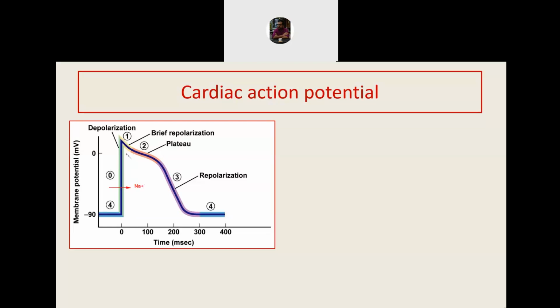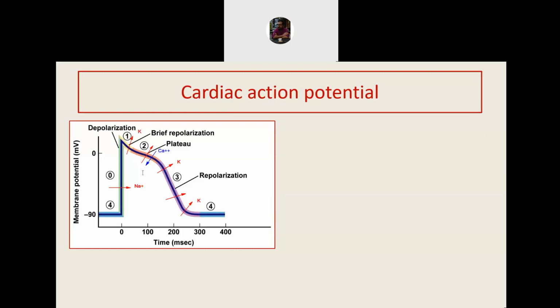From phase 1 onwards, there is efflux of potassium throughout. So potassium starts to go out through different types of potassium channels. The initial efflux of potassium brings down the action potential and is known as the brief or early repolarization. Then, simultaneous with potassium, there is entry of calcium. This entry of calcium and the exit of potassium maintains the plateau phase.